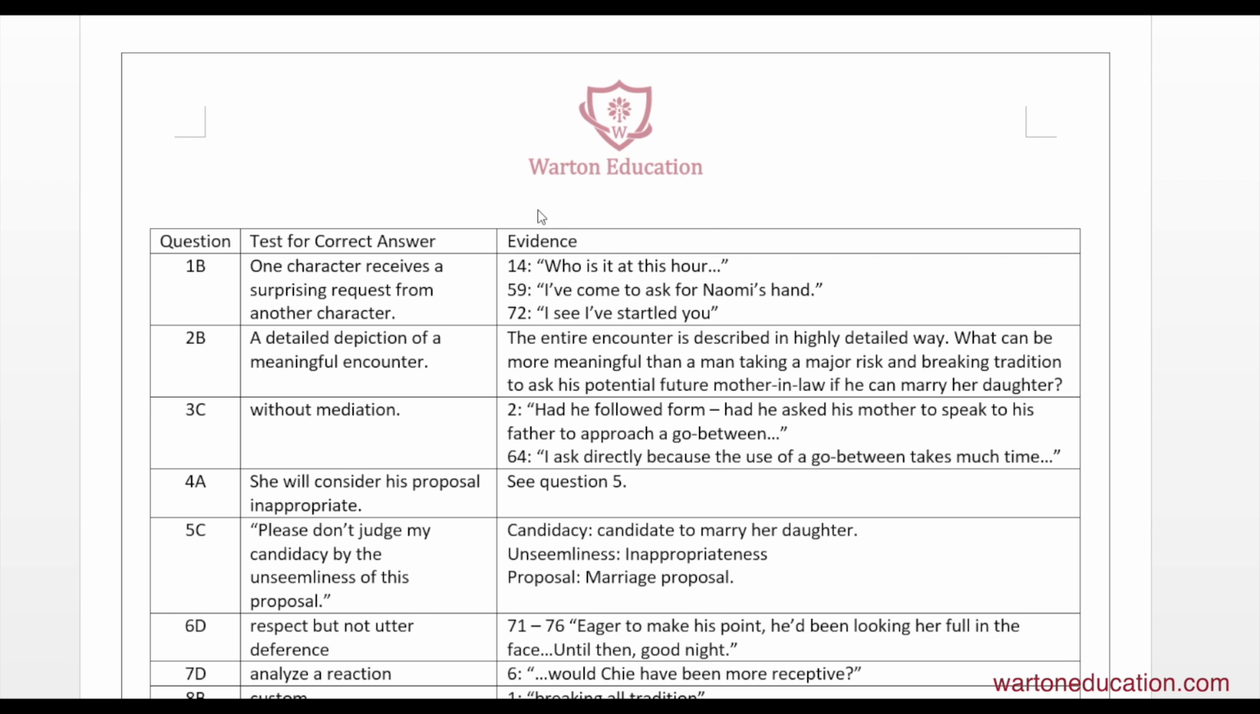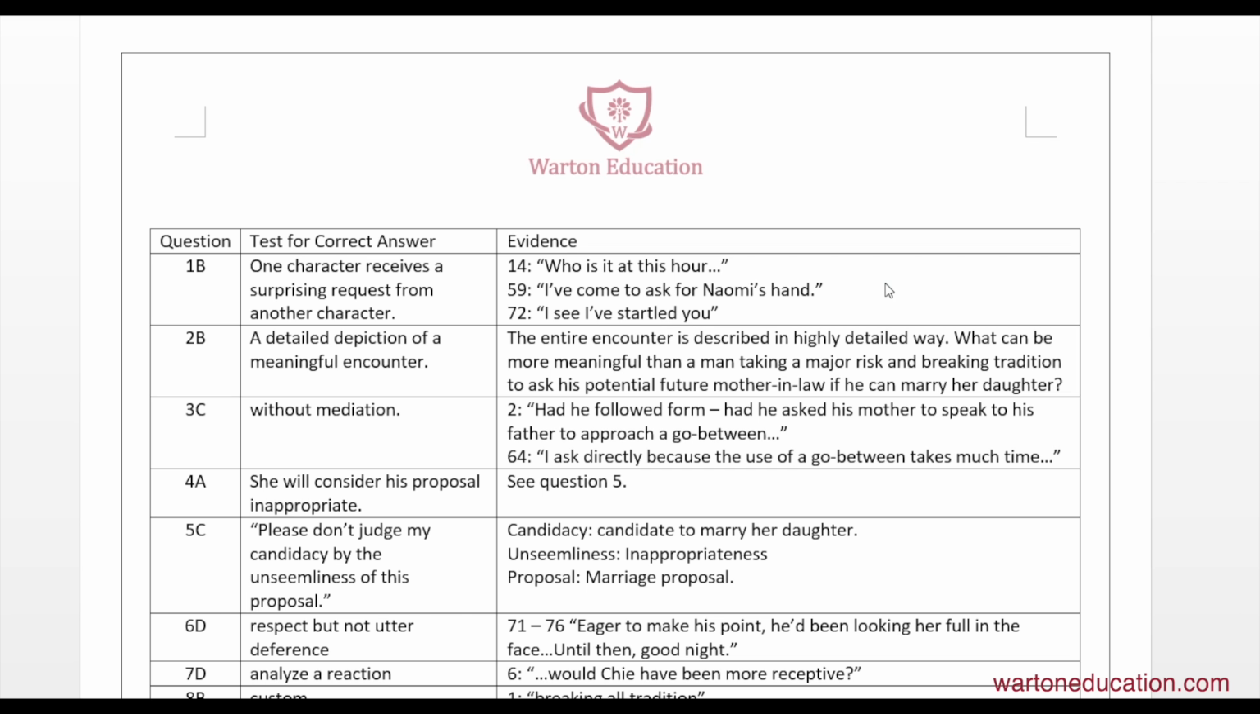So the first one: a character receives a surprising request from another character. In line 14, Chia says, "Who is it at this hour?" That means it's a surprise. She didn't know he was coming. And then you can see in line 59, he says, "I've come to ask for Naomi's hand." That's his request. He's asking if he can marry her. And then he also mentions, after asking all these questions, he says, "I see I've startled you. I see I've surprised you."